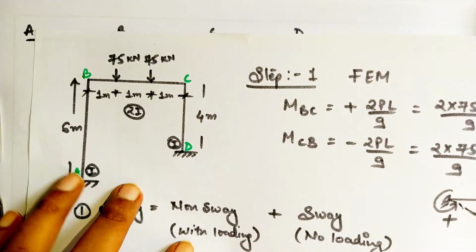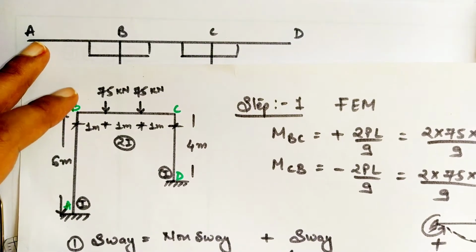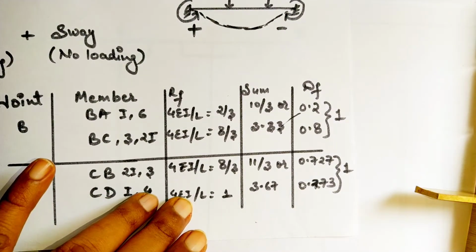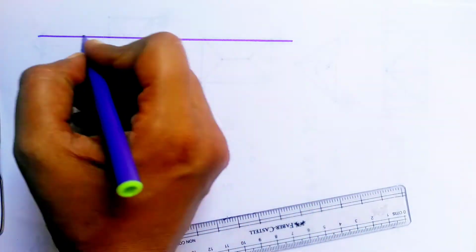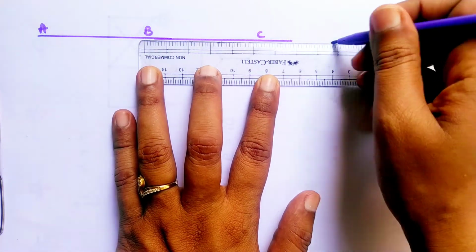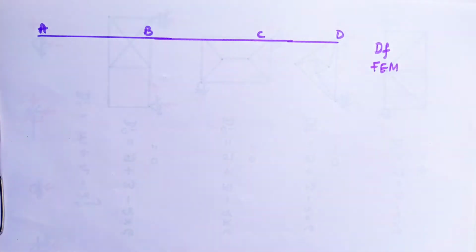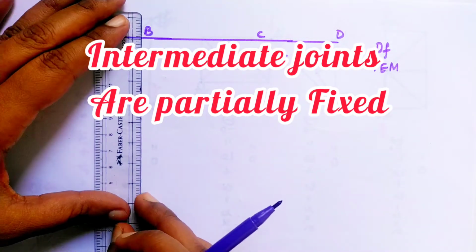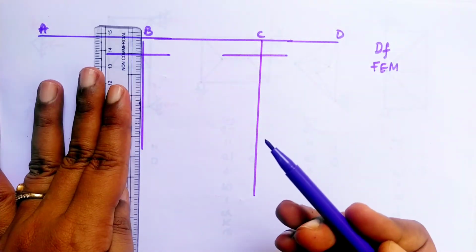We have calculated our FEM and we'll be using these values in the moment distribution table. So we have to make a table like this and substitute these values in the table. Along with that, we have to remember which joint is fixed and which joint is a hinge in this question. All the joints will behave as a fixed joint, because the intermediate joints, that is B and C, will behave as a fixed joint, and the rest, A and D, are given as fixed. So all will be behaving as fixed joints.